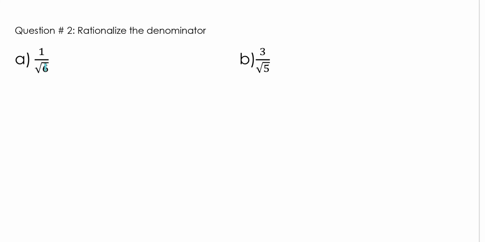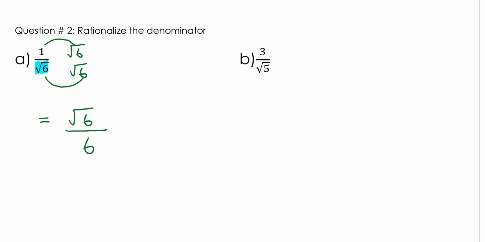So for question number 2a, there's a radical on the denominator there. So I times top and bottom by root 6. 1 times root 6 is going to be root 6. And root 6 times root 6, since they're the same number, I can just leave a single 6. So my final answer is going to be root 6 over 6.